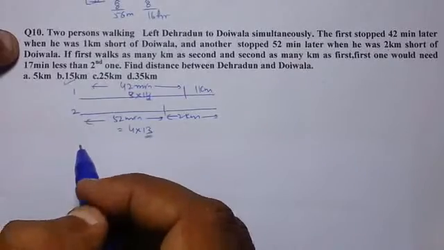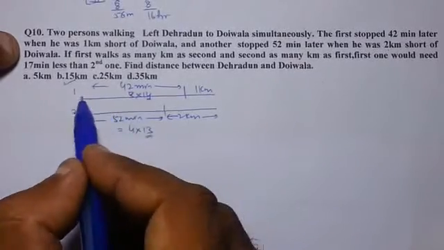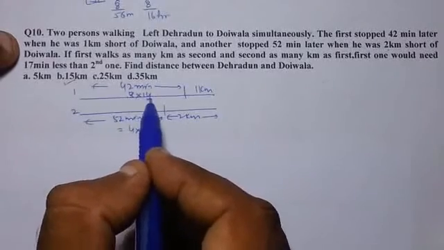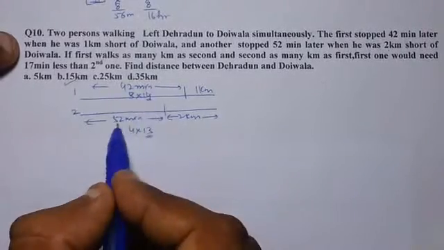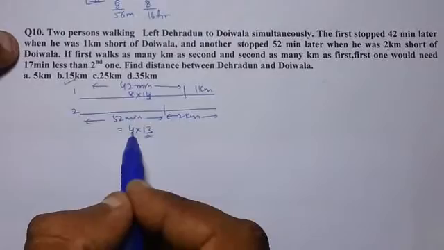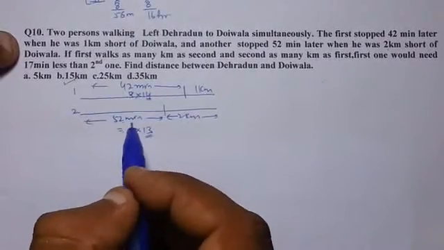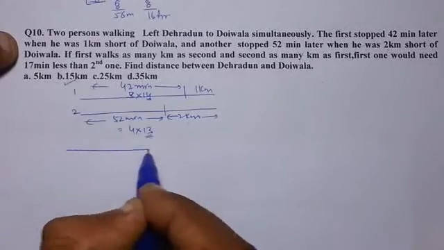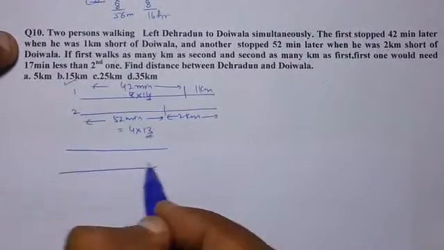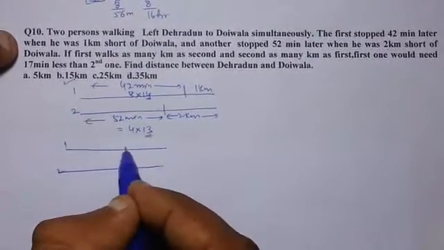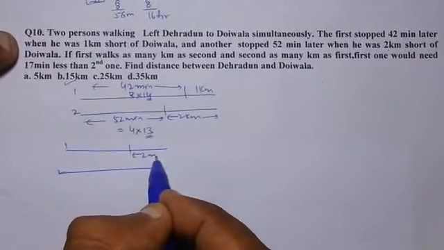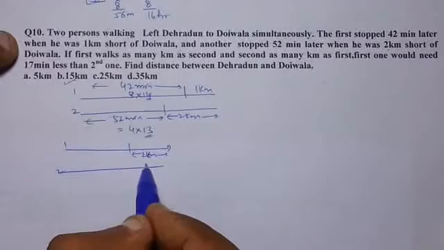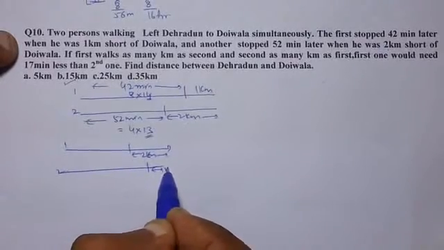So that means this person goes 1 kilometer every 3 minutes. So 14 kilometers in 42 minutes. And this person goes every kilometer in 4 minutes. So 13 kilometers in 52 minutes. Now try to focus on the second case. What is the second case? If the first stops 2 kilometers away from Doiwala, and the second one stops 1 kilometer away from Doiwala.